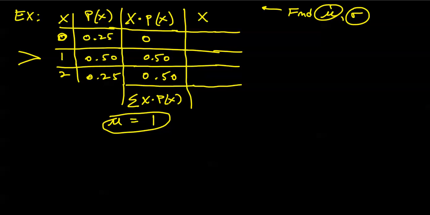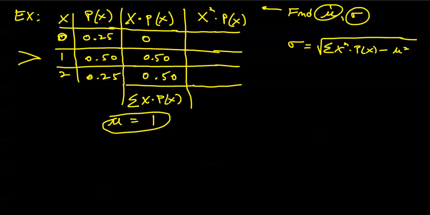I'm going to call it the x squared times p of x column, because you recall that formula for standard deviation of a probability distribution does involve adding up squared values of x multiplied by probabilities for that x. Alright, let's fill this in cell by cell.